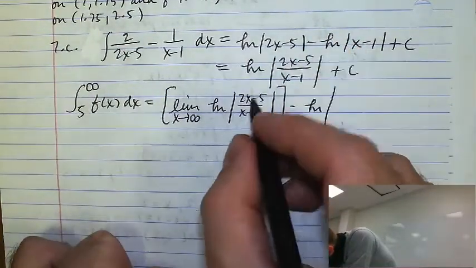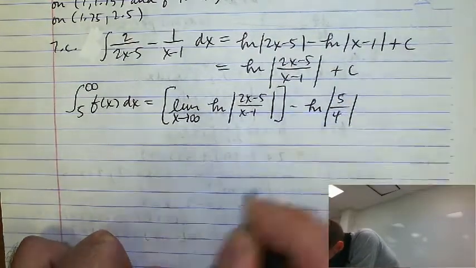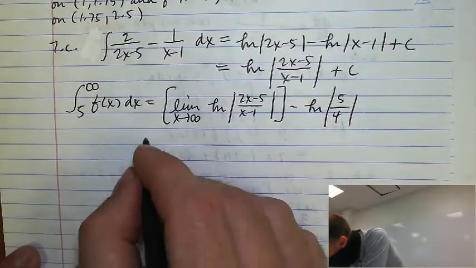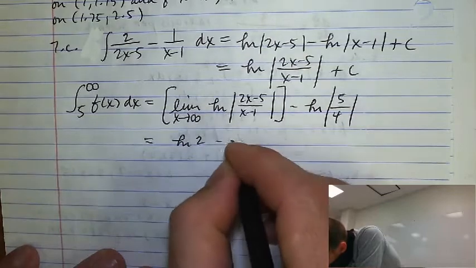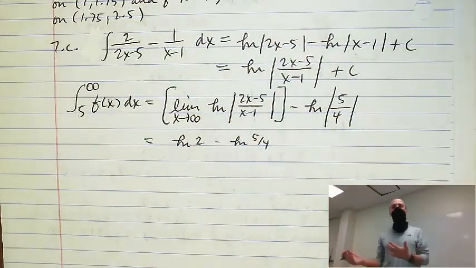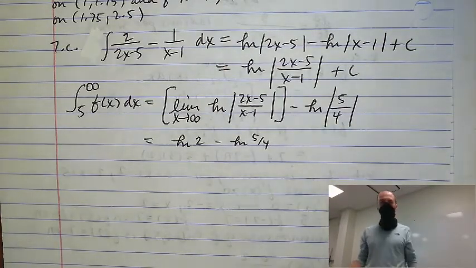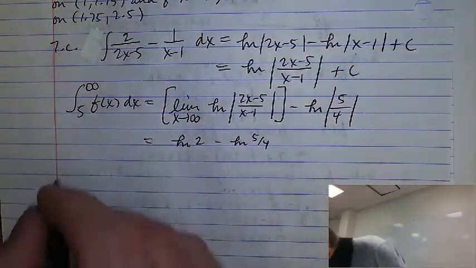And if I plug in 5, I'll have 10 minus 5 on the numerator and 5 minus 1 in the denominator. And I need to evaluate that limit. That's going to be log of 2 minus the log of 5/4. And I don't need to do anything else there. You can combine those, 2 divided by 5/4, 8/5, maybe. Why worry about it, right? Just move on and do part D.